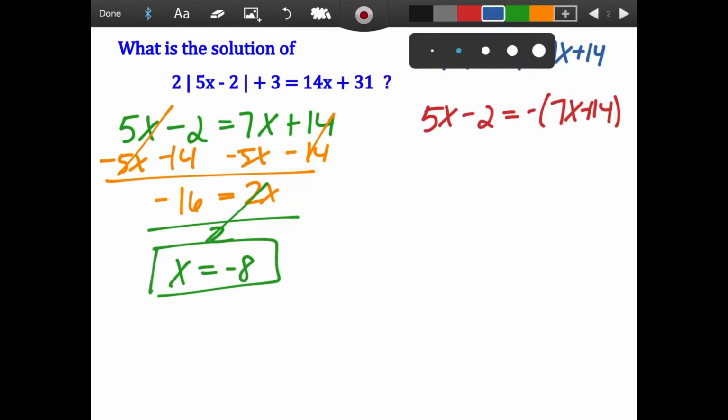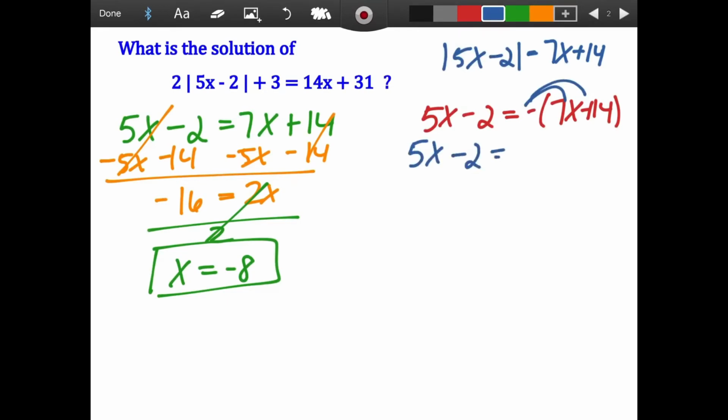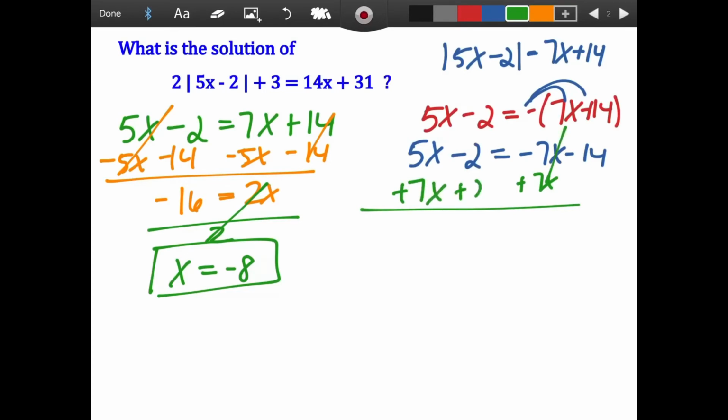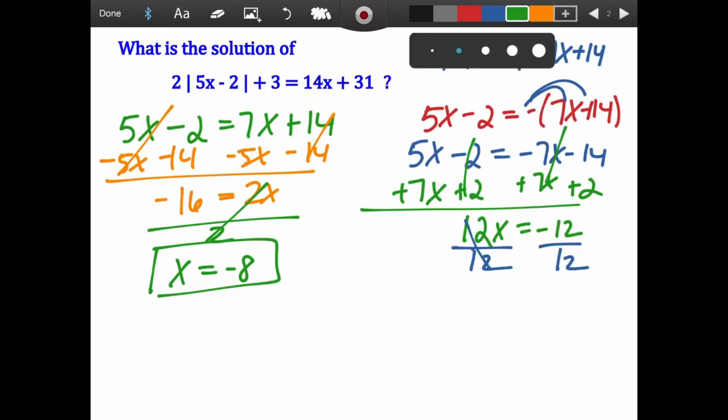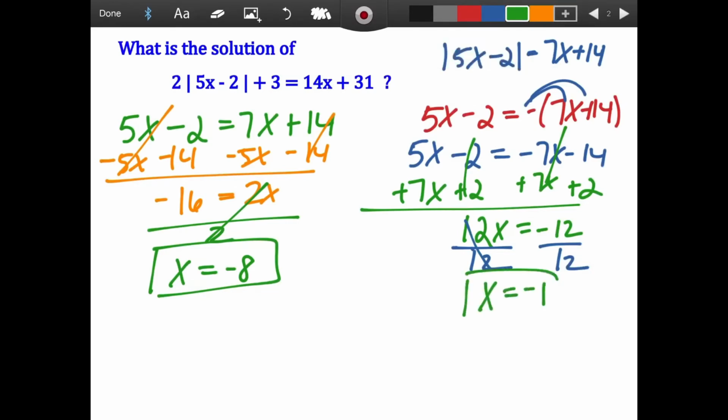On the right side, when we solve, first we have to distribute this negative, so we have 5x minus 2 equals -7x minus 14. Add 7x to both sides so our variables are on the left, and add 2 so our constants are on the right. And now we're left with 12x is equal to -12. Last step to solve for x, divide both sides by 12, and we have x is equal to -1.